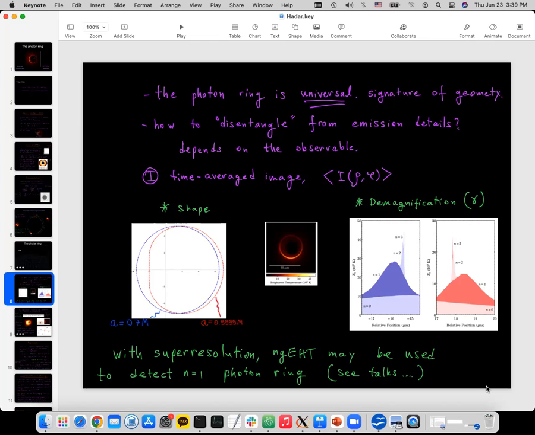So in principle, we can look at different angles and look at what is the gamma at every angle. If we could measure this to a good enough precision, we have a very strong test of Einstein's general relativity because it's a full function that we can compare to theory. Of course, this is all in theory, but it will be a very strong test. And with super resolution, as we heard and will hear also tomorrow, the ngEHT may be used to detect even the n equals 1 photon ring, by looking at the time average image.